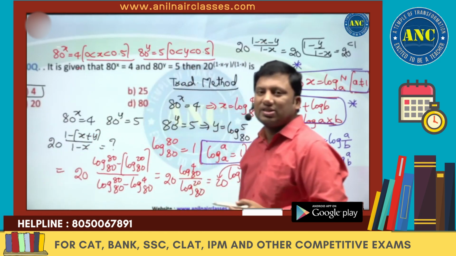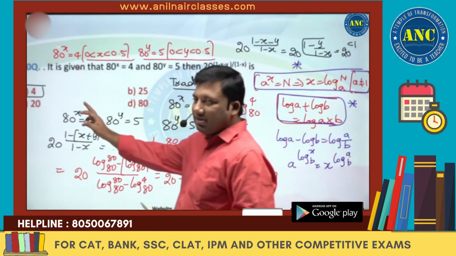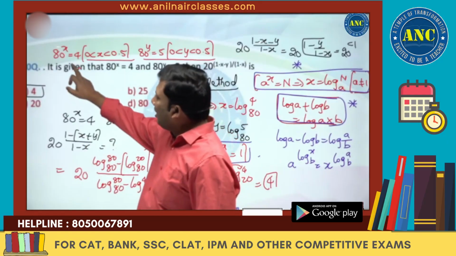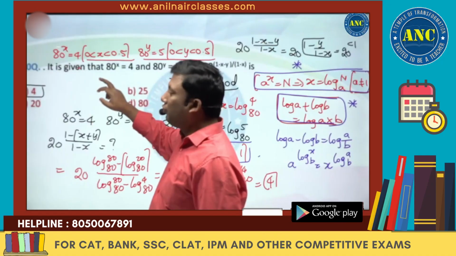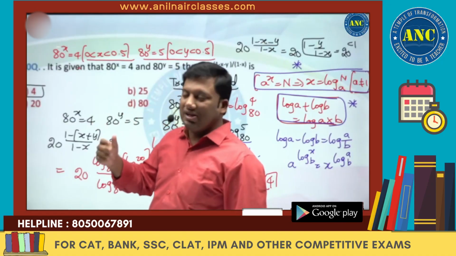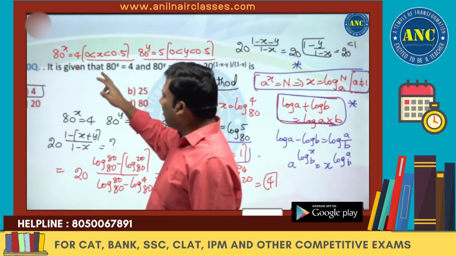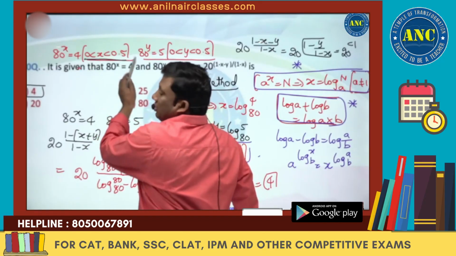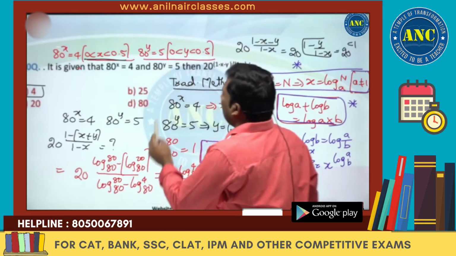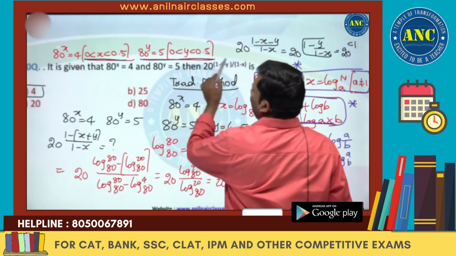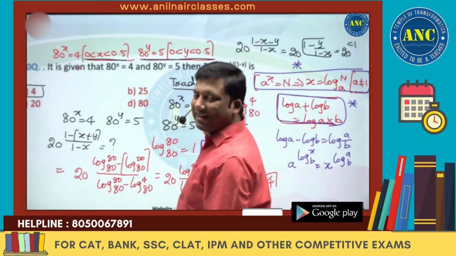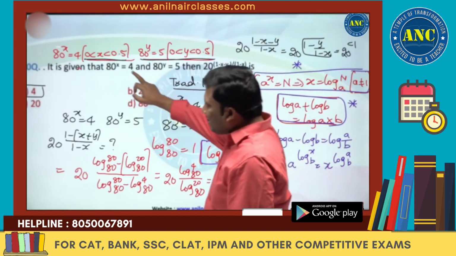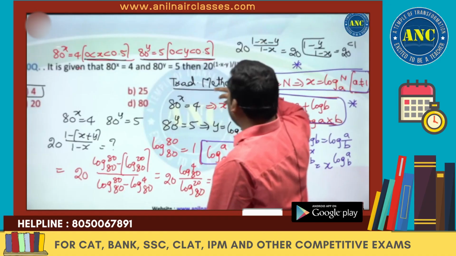Just a 10 seconds approach, you will get the answer. Again I am repeating. 80 power x equivalent to 4. 80 power 0 is 1. 4 is greater than 1. That means x is greater than 0. I hope you are all there with me. 80 power y equivalent to 5. That means y is greater than 0. X is greater than 0, y is greater than 0.